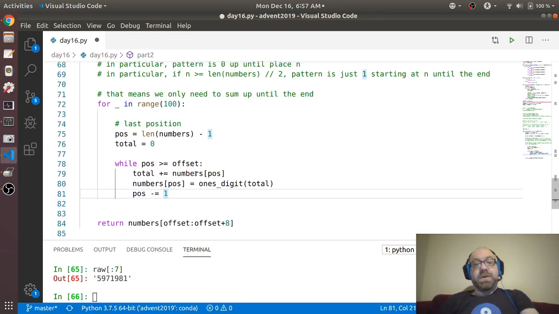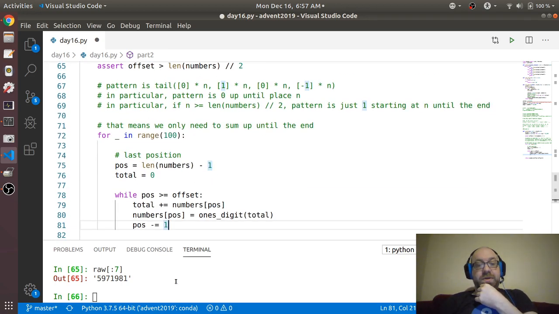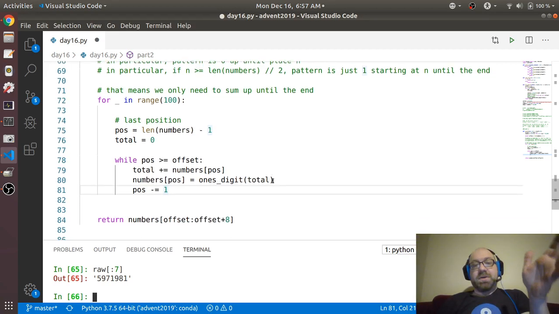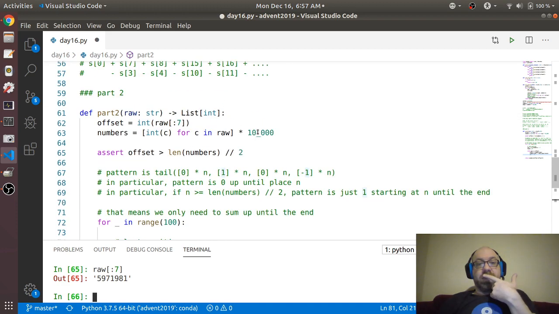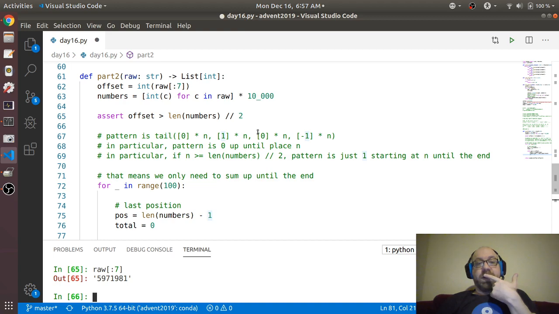And I just run that 100 times, and it's fast because the offset is basically 50,000 numbers, right? So I'm just summing up 50,000 numbers, which is relatively fast, 100 times, and that's basically all I'm doing. And then I just return the numbers from the offset. So that works.